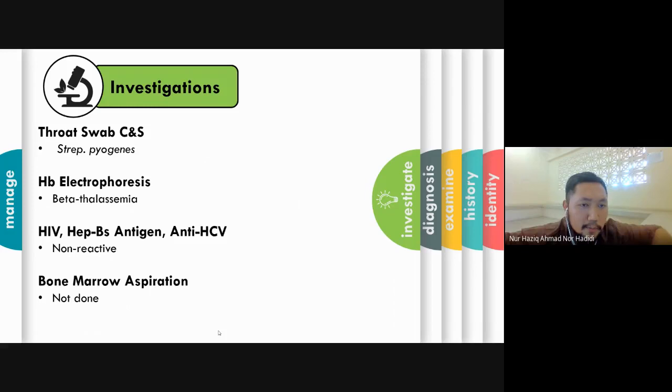Hb electrophoresis was done and revealed that the patient had beta thalassemia. And for the viral antigen test, it is non-reactive, and bone marrow aspiration was not done in this patient. But to exclude my other differential diagnoses, bone marrow aspiration should be done in order to look for the presence of hypercellularity and blast cells for leukemia.